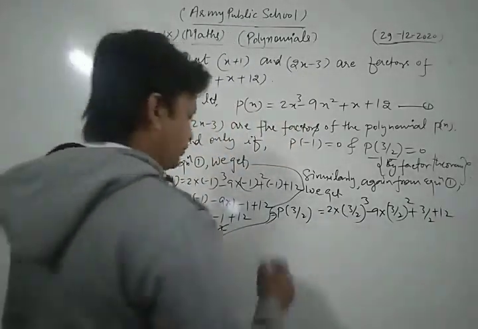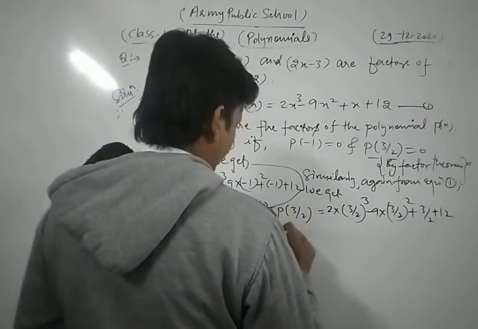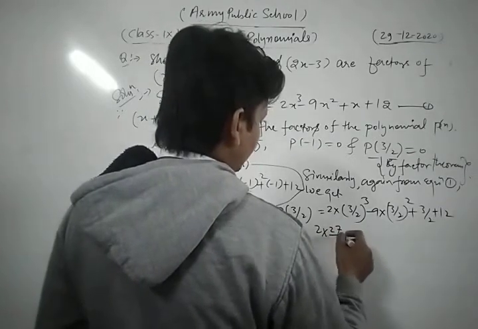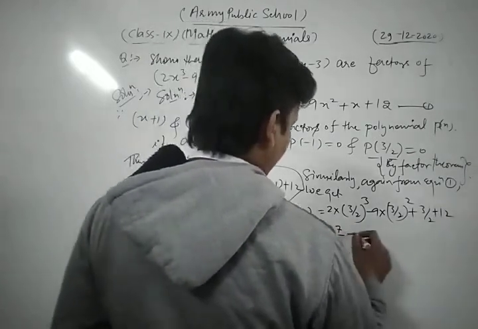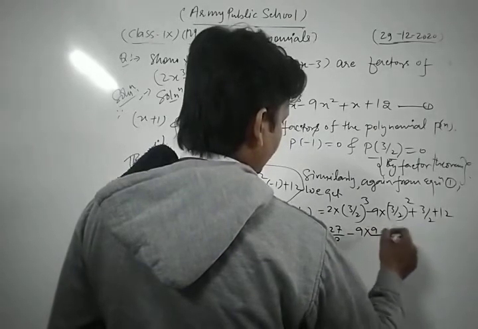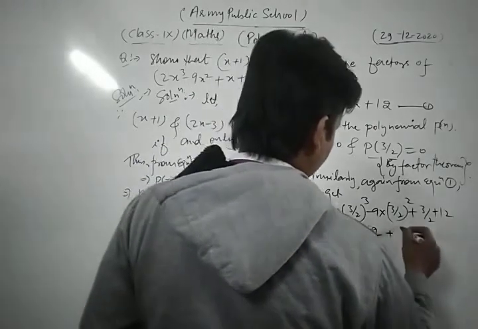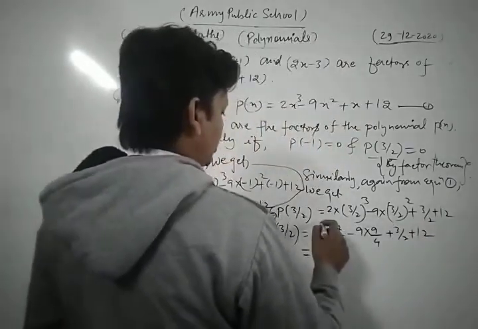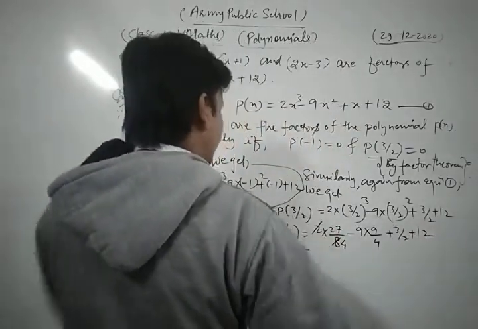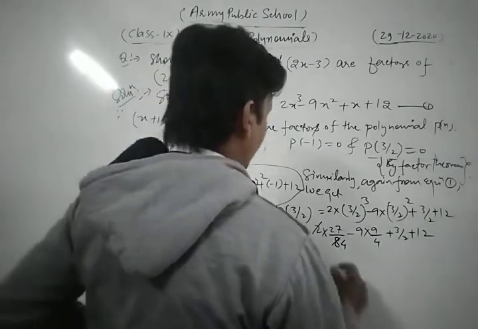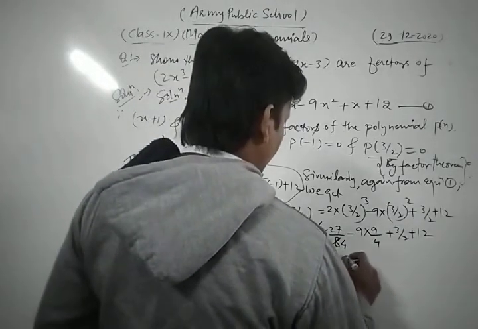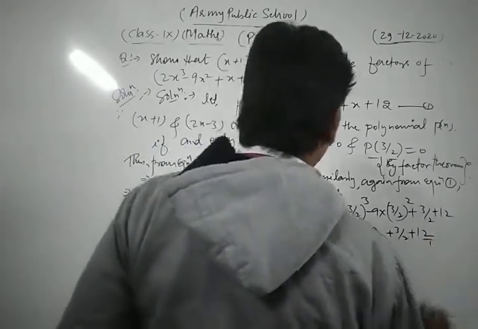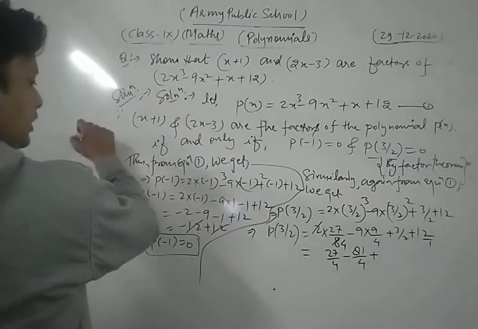Now we simplify them. p of 3 by 2 is equal to 2 into 27 by 8 minus 9 into 9 by 4 plus 3 by 2 plus 12. Now, 27 by 4 minus 81 by 4 plus, we take 2 as LCM here, so we get 3 plus 24.